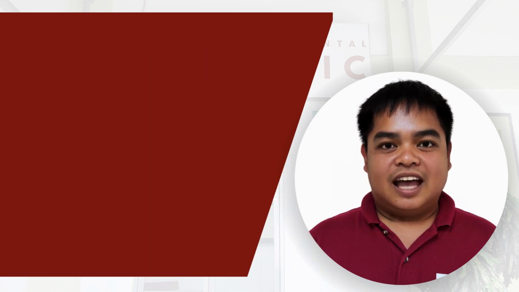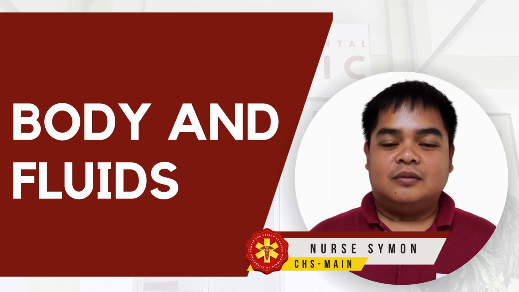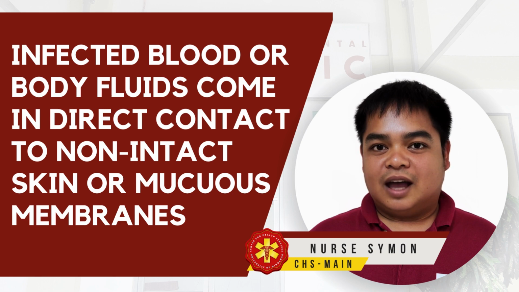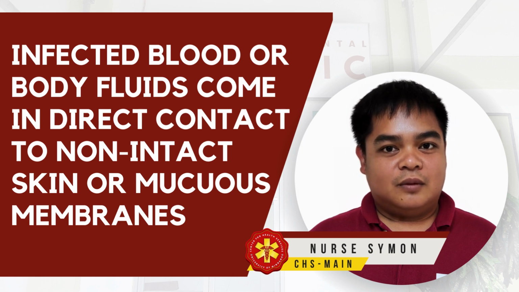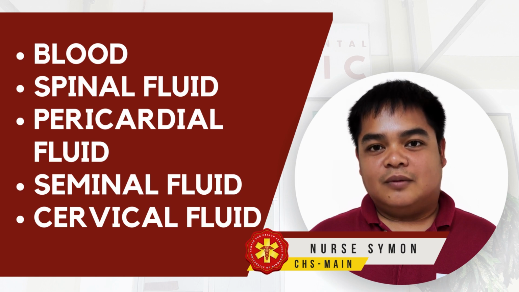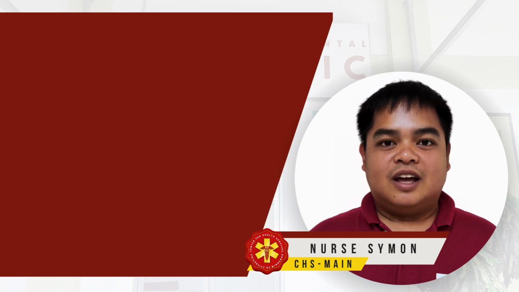Next, indirect contact transmission is body fluids. Some infections may occur when an infected person's blood or body fluids come in direct contact with damaged, non-intact skin or mucous membranes. Examples of body fluids implicated in this form of disease transmission include blood, spinal, pericardial, seminal, and cervical fluids. Next is vector-borne.